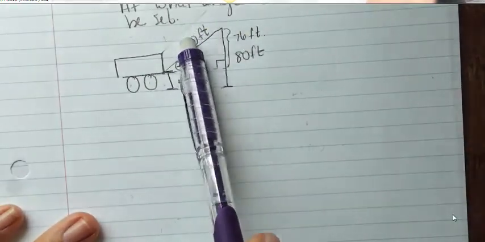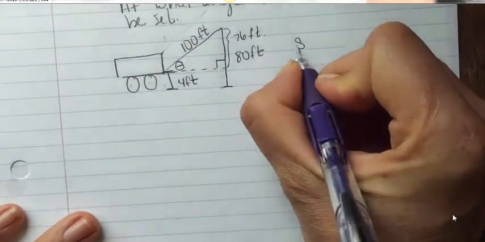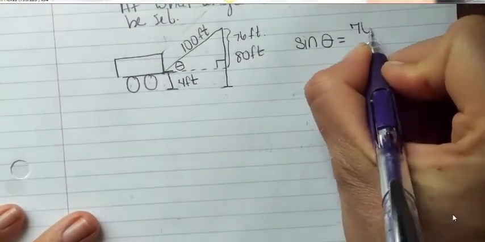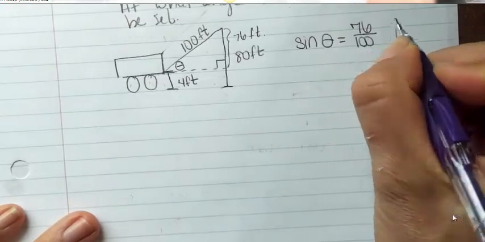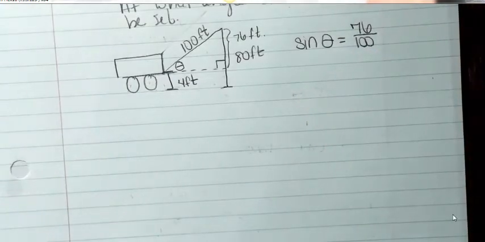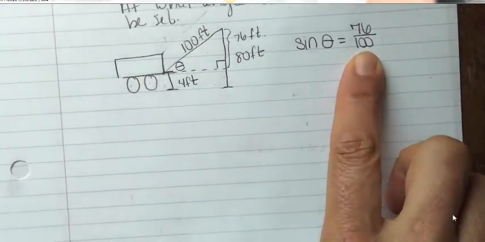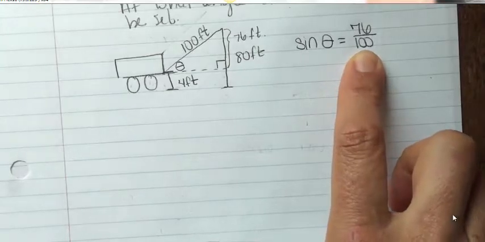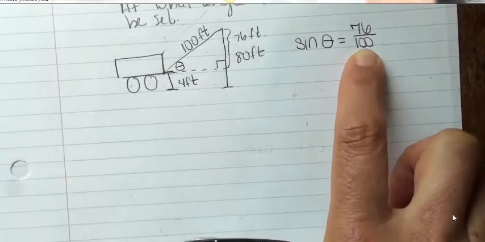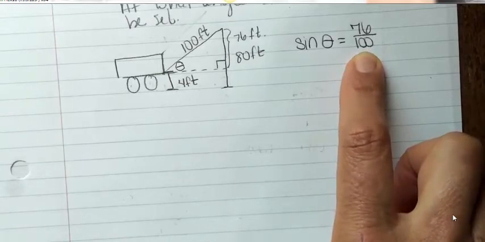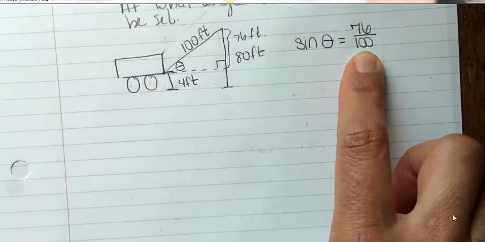So notice in relation to this theta, I have the opposite and I have the hypotenuse. So I'll go ahead and use sine. Sine of what angle will equal 76 over 100? To solve for theta, I'm going to do sine inverse on both sides. Notice that my output here is less than the absolute value of 1, which is good because the outputs should either be positive 1 or negative 1 or somewhere in between. That's just thinking about the range of the original sine function.